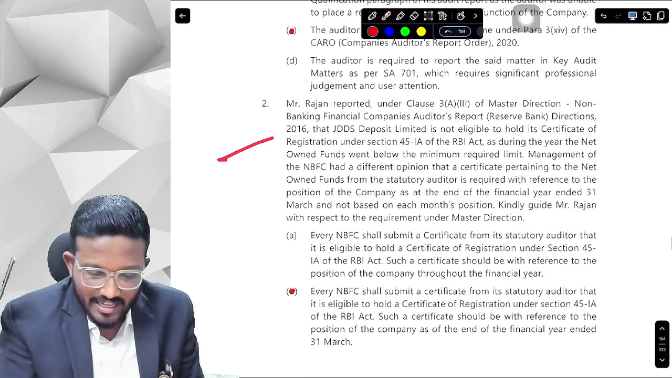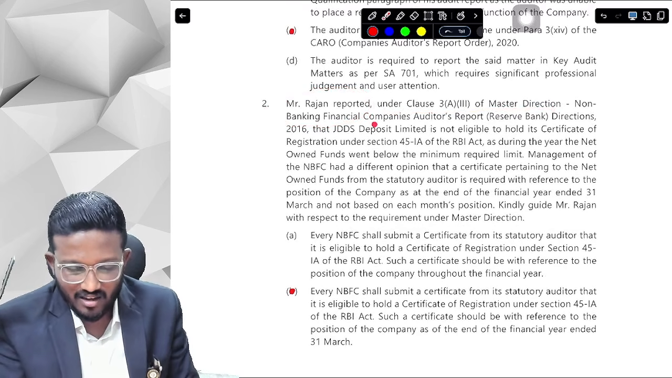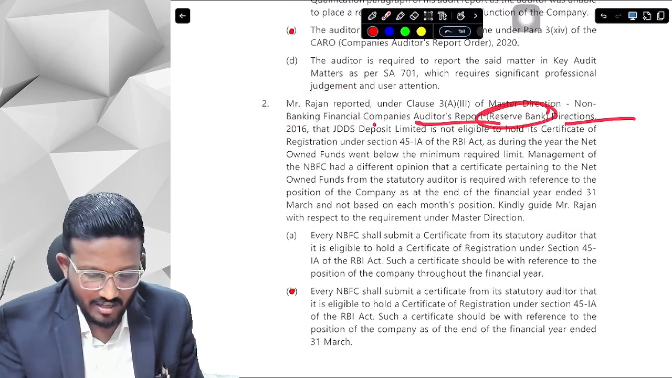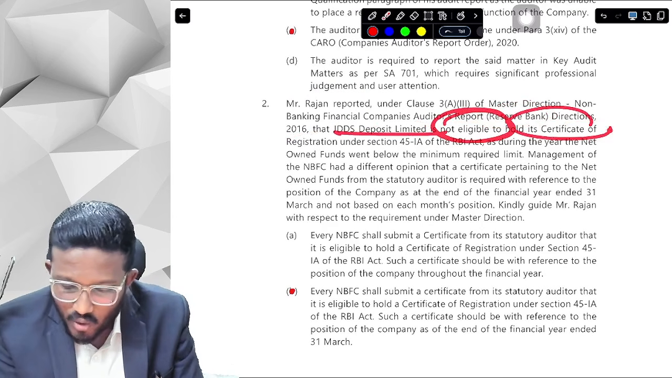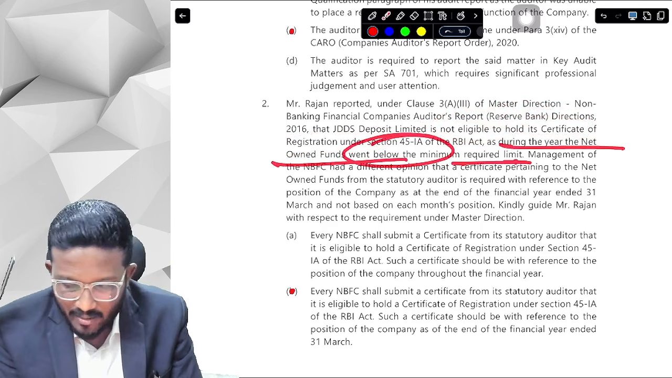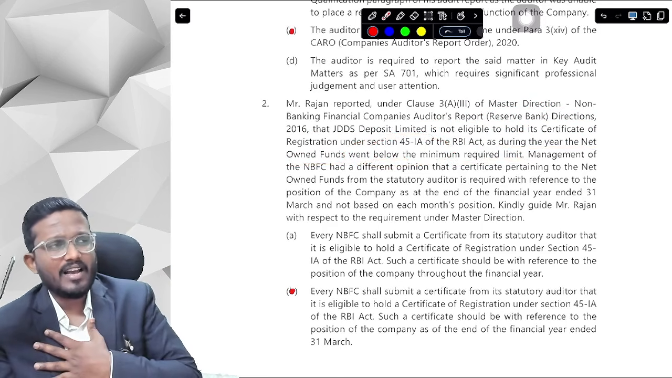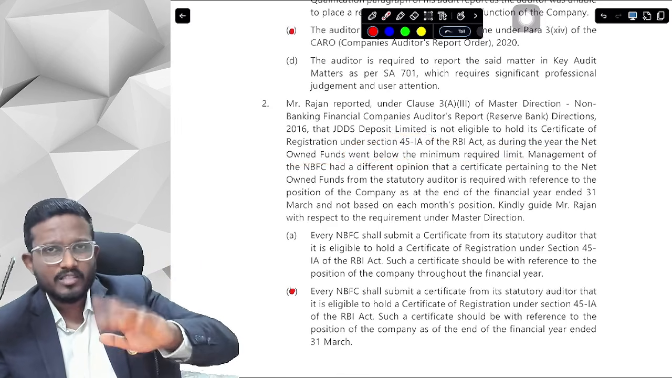Okay, yes sir. Next, Mr. Rajan reported under clause 3A3 of the Master Direction NBFC Auditors Report Directions, RBI Directions 2016, that this NBFC is not eligible to hold its certificate of registration as during the year the net owned funds went below the minimum required limit. So basically we are saying that they are not eligible to hold the certificate of registration as during the year the net owned funds fell below the limit.